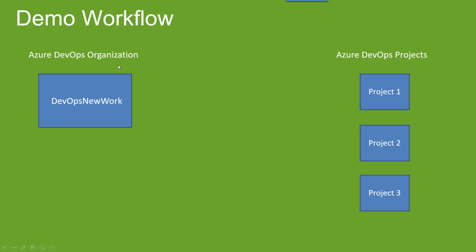So we will see that I have an Azure DevOps organization called DevOps New Work, and in this organization I have three projects: project 1, 2, 3. Then the first step, I will create organization build pool 1. And because I am the organization admin, I can install agent 1. I will install it as a service. Then install agent 2 on the same machine, which is my machine, this laptop, as a service.